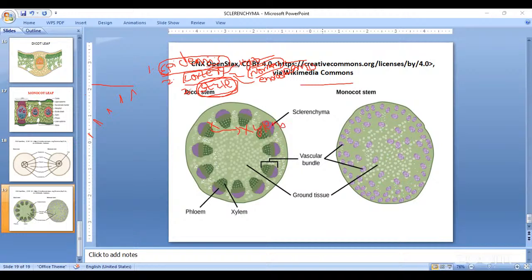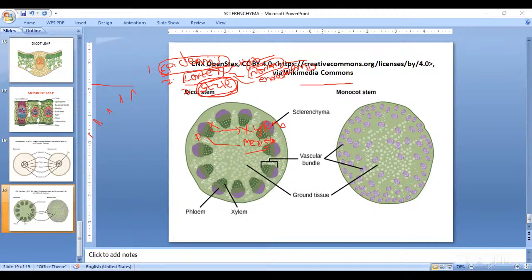The green color, this one, is phloem. Inside is phloem, and the xylem and phloem are separated by meristematic tissue. That's why it is called open type. If the meristematic tissue is absent, that is closed type.